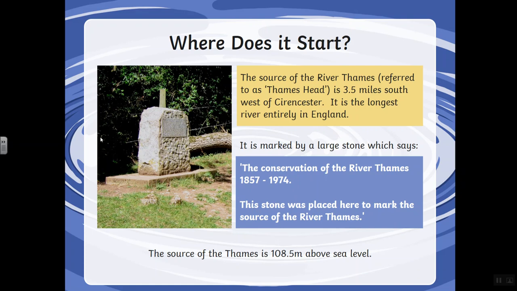So there's a stone saying this is exactly the place where the river starts, which is quite interesting because lots of rivers have got a source that is disputed, that people don't know where it starts, but it's very clear where the River Thames starts. And the source of the River Thames is 108.5 metres above sea level, so it's on higher ground. We mentioned before that rivers often start on higher ground and work their way down to lower ground and eventually to the ocean.